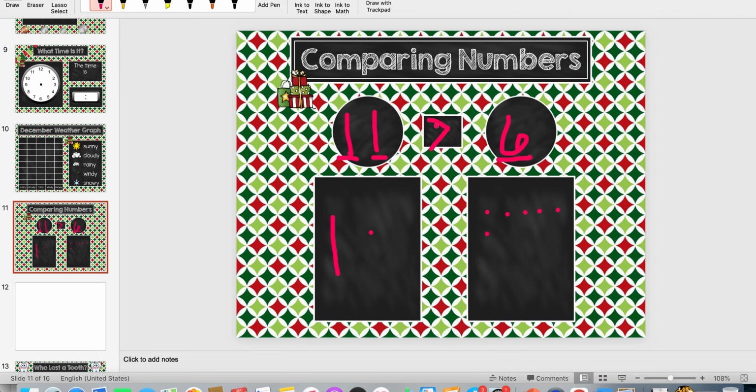So now we're going to read this. This sign means greater than. When the mouth is open that way, it's greater than. So read that with me. 11 is greater than 6. Try it again. 11 is greater than 6. Good. Let's try another one.